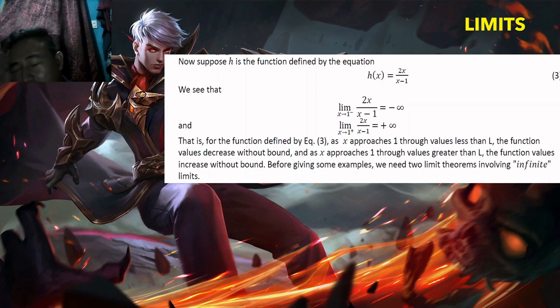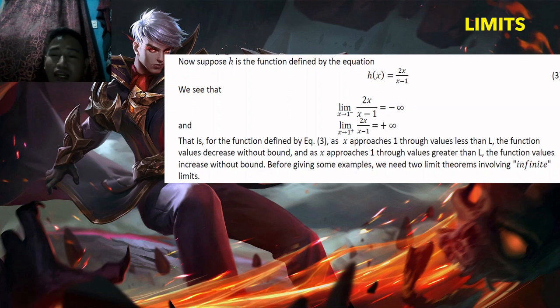You try just one number, class. This is 1 minus, no? Okay, listen. You try 0.9. So in the numerator, 2 times 0.9 is positive. And then 0.9 minus 1 is negative. So it should be negative, because positive over negative is a negative number. So, negative infinity.